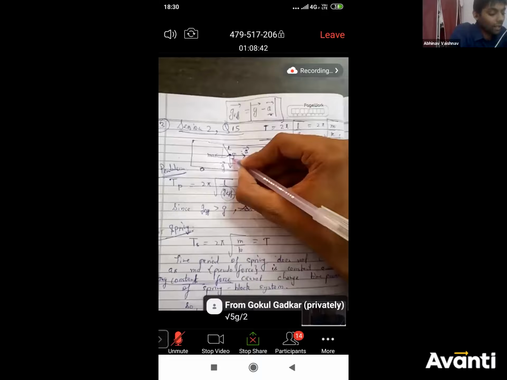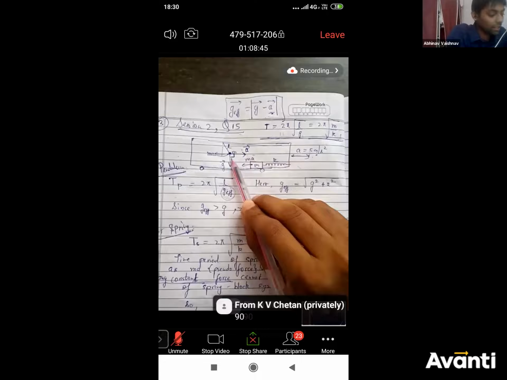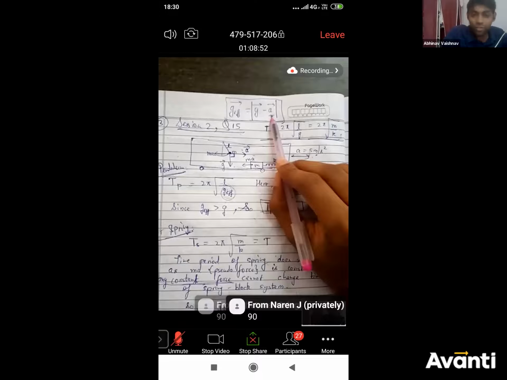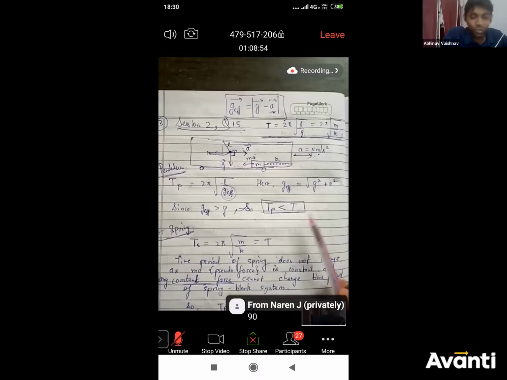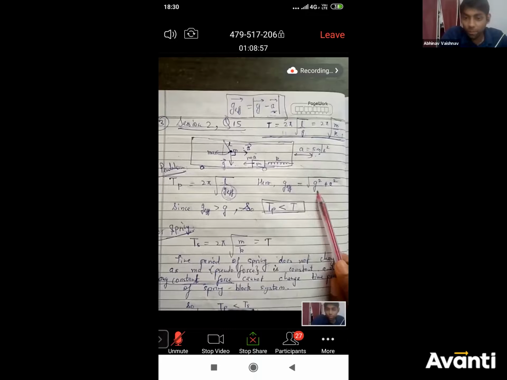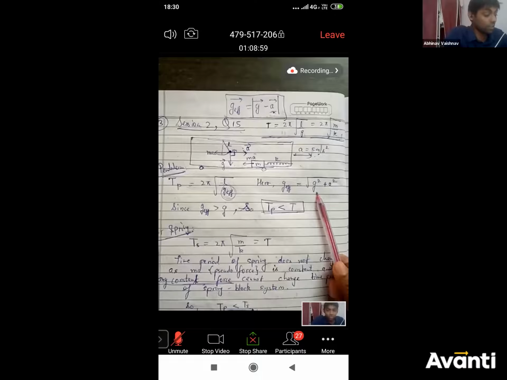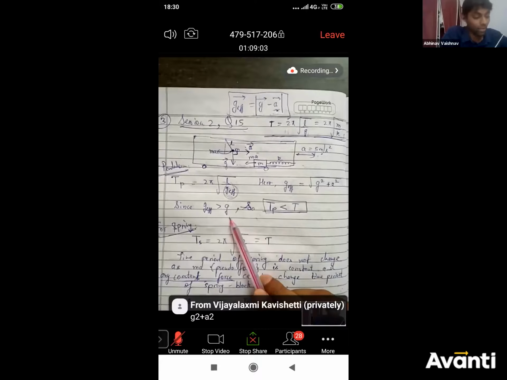So the angle is 90 degrees. And if the angle is 90 degrees, what will be the resultant of G minus A? When the angle is 90, it will obviously be square root of G square plus A square, right? So the G effective value is square root of G square plus A square in this case, which is obviously greater than G.